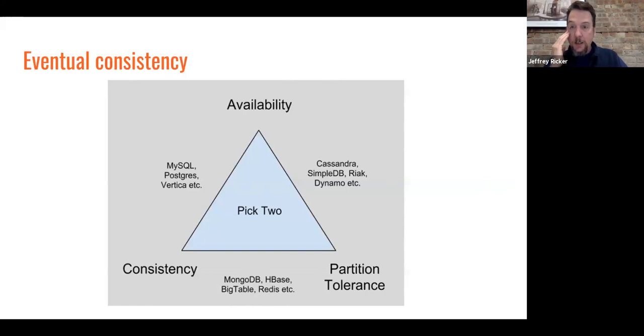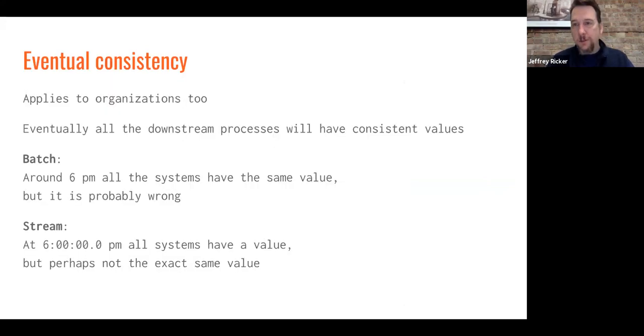Things like Cassandra and Dynamo, you may get a different value depending on which node you connect to, but eventually all of the nodes will have the same value. We'll get the update. Well, the same thing applies to organizations, right? So eventually in a streaming process, all the downstream processes will have that value. They'll just have it at a different time because each node in the stream has a different now, right?